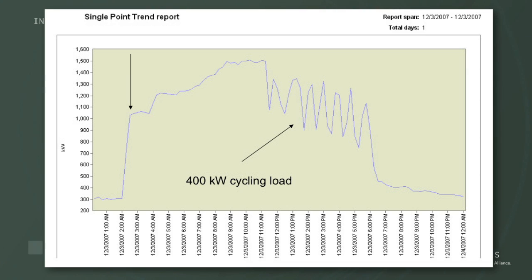The other thing that happens here is after 11 o'clock in the morning, there's this large cycling load. In this case, this is a chiller that's malfunctioning and having some problems by cycling up and down. Not only is this probably not keeping the building as comfortable as it should be, but also potentially providing additional wear and tear on the equipment.